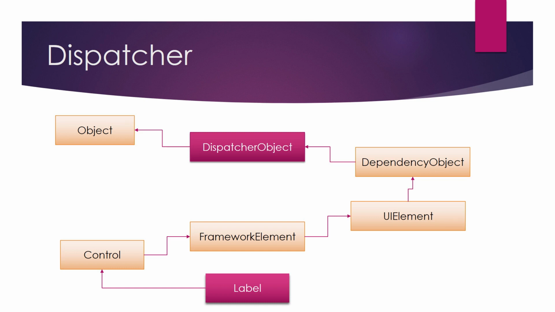When label control is created, it calls the protected constructor of dispatcher object, which contains a property of type dispatcher. The reference of current thread dispatcher is saved to this property. That's why a single dispatcher is used to handle the event queue in WPF single-threaded apartment.